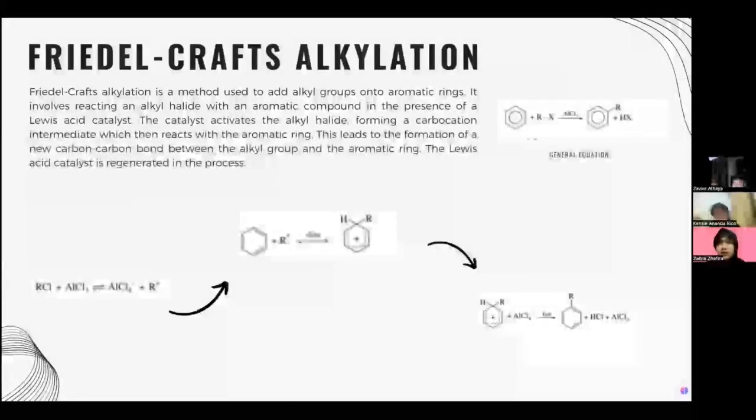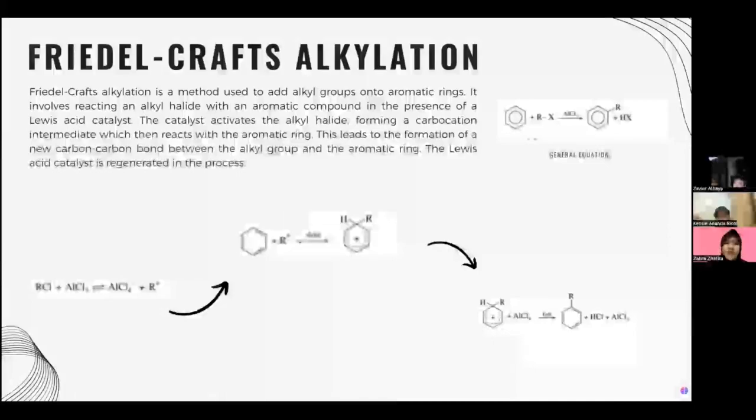So there's Friedel-Crafts alkylation. Friedel-Crafts alkylation is a method used to add alkyl groups into aromatic rings. It involves reacting an alkyl halide with an aromatic compound in the presence of a Lewis acid catalyst. The catalyst activates the alkyl halide, forming a carbocation intermediate which then reacts with the aromatic ring. This leads to the formation of a new carbon-carbon bond between the alkyl group and the aromatic ring. The Lewis acid catalyst is regenerated in the process.